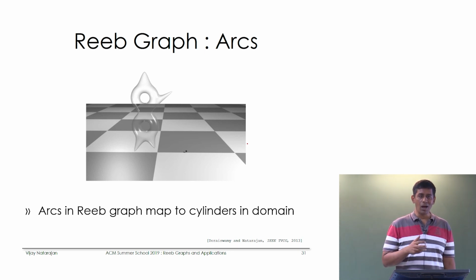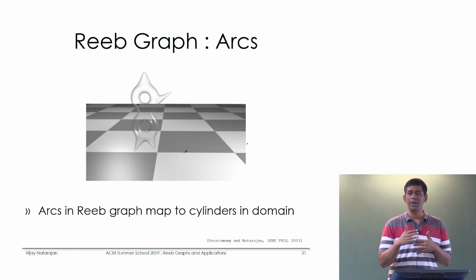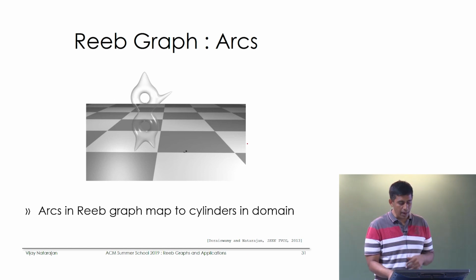The arcs actually correspond to a collection of level sets. We know that all these level sets have the same topology because they all correspond to regular points. They all have the same topology. And let us look at this pictorially.